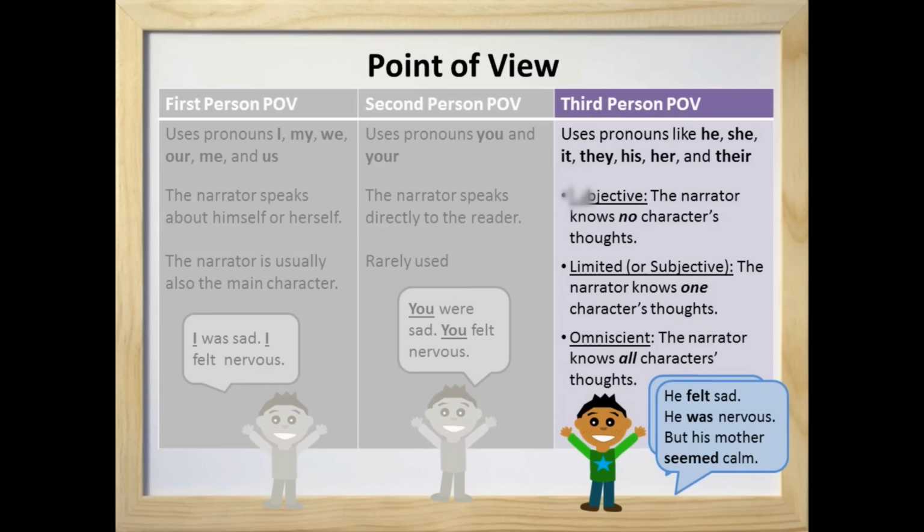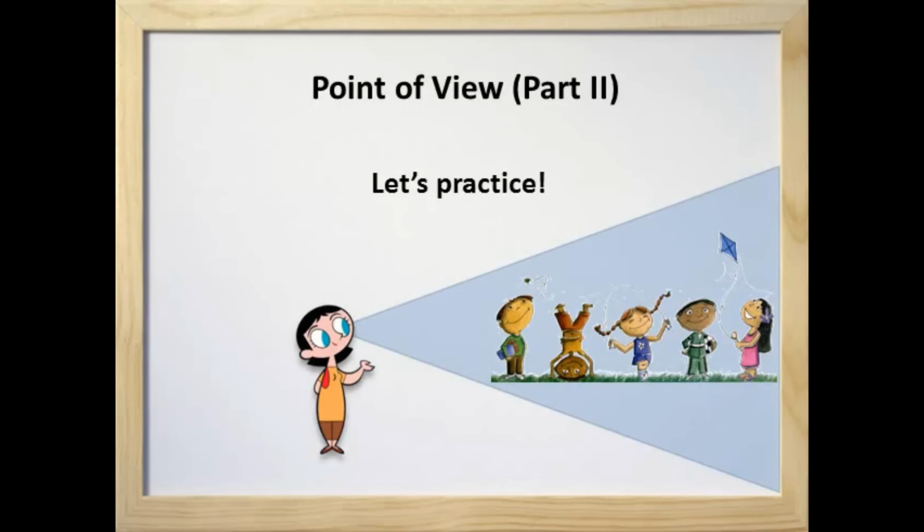Finally, there's third-person omniscient point of view. In this point of view, the narrator knows all characters' thoughts, feelings, and opinions. For example, he was sad, he felt nervous, but his mother was calm. This narrator knows the thoughts of the boy and the thoughts of the mom. Those are both characters in the story, so this narrator is using third-person omniscient point of view. Now let's practice identifying third-person objective, limited, and omniscient point of view.